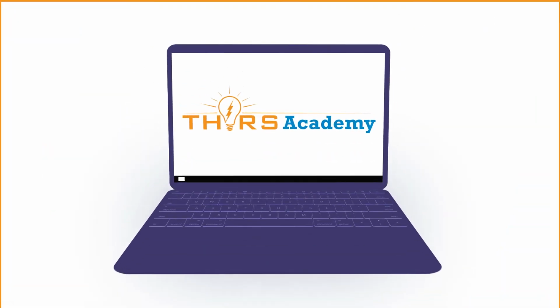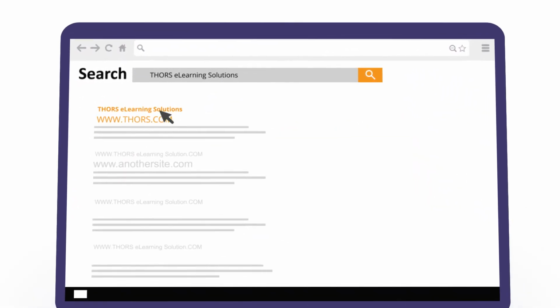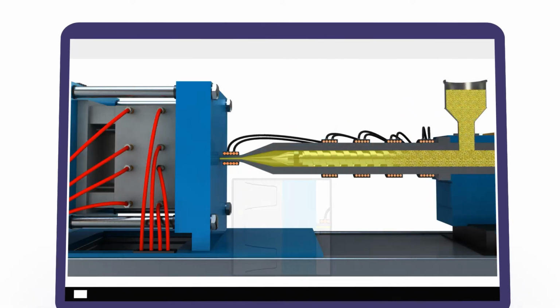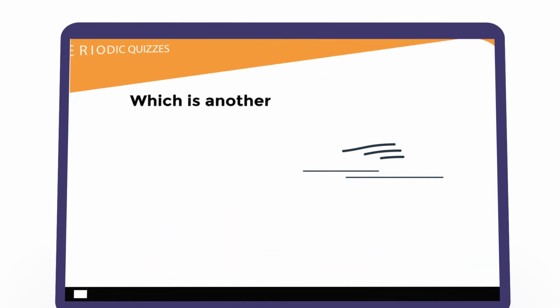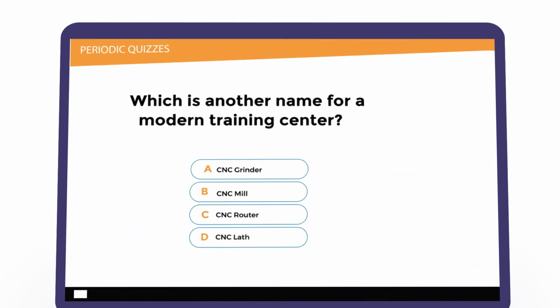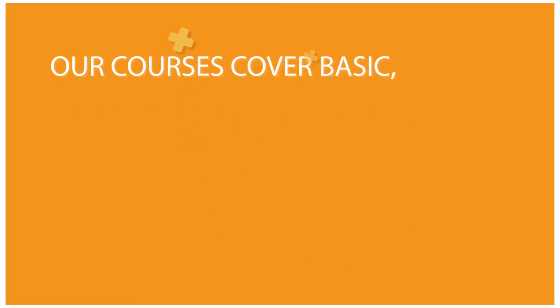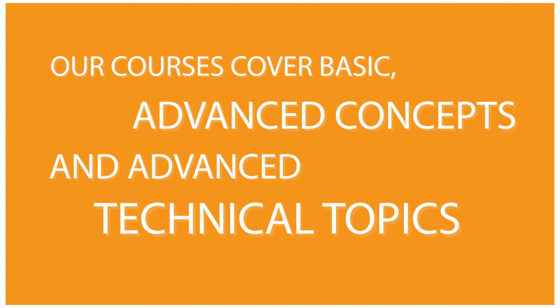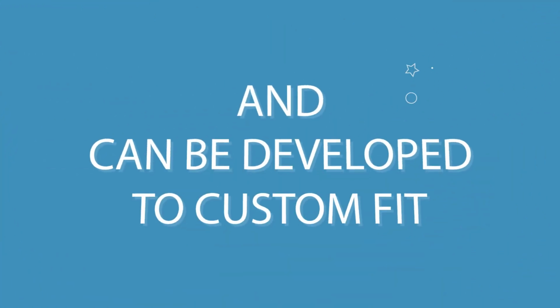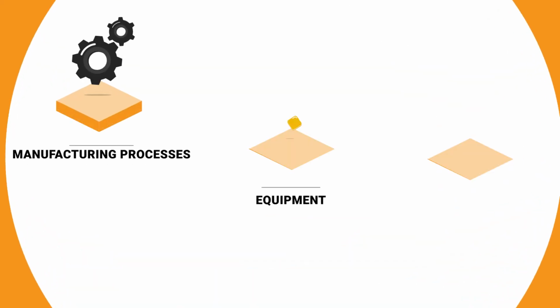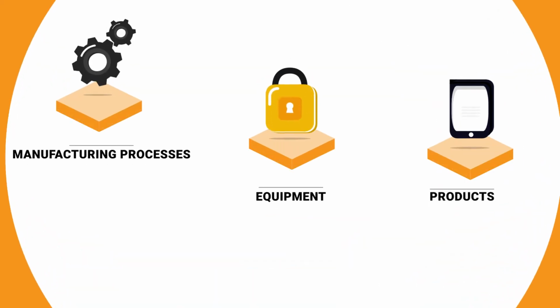Our THORS Academy courses engage your people through content-rich training using 3D animation, detailed graphics, periodic quizzes, and a final knowledge assessment. The progress of this whole on-demand training process can be measured and tracked in real time over time. Our courses cover basic and advanced concepts and advanced technical topics, and can be developed to fit the specific training needs of your particular field, manufacturing processes, equipment, and products.